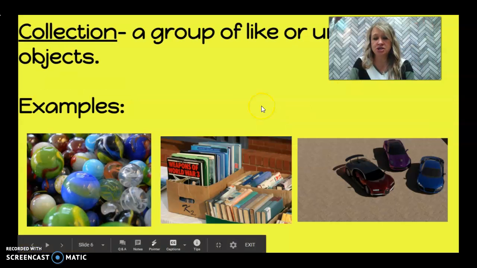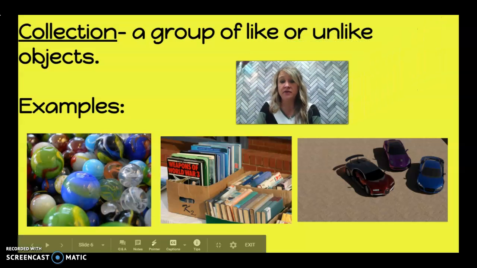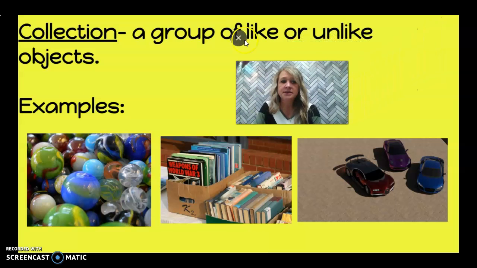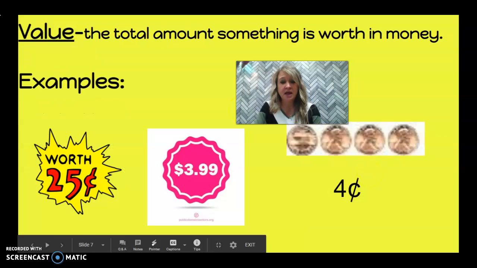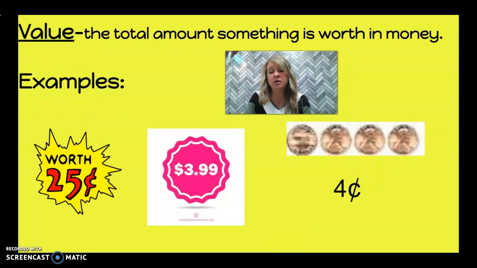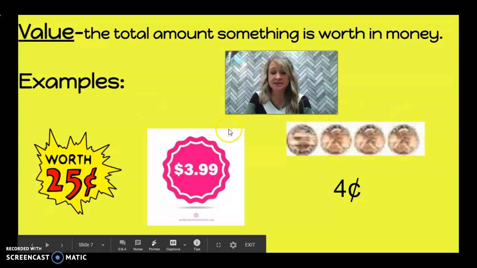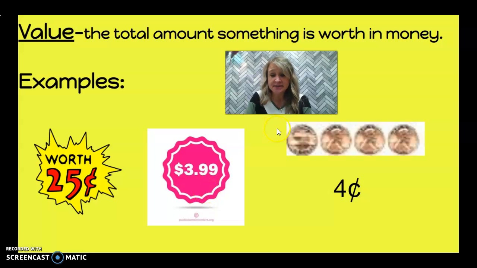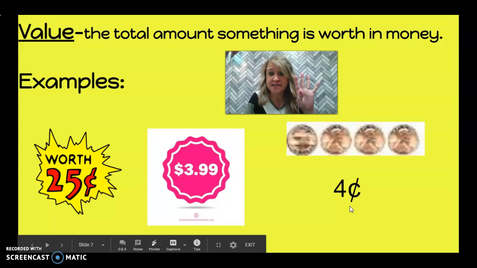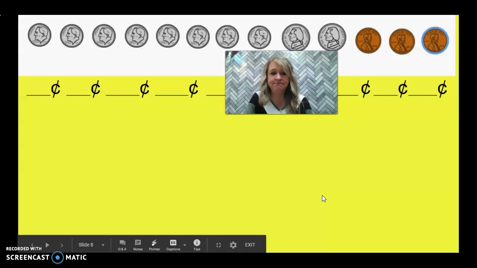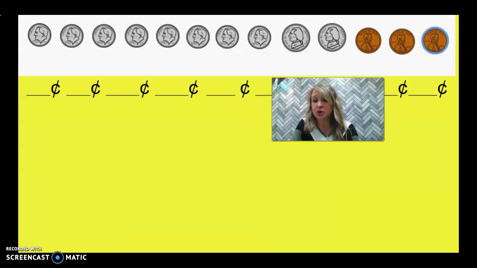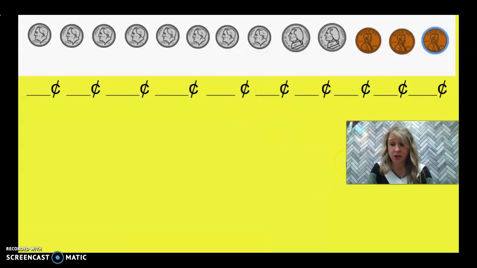A collection is a group of like or unlike objects, such as marbles, books, or cars. The value of something is the total amount something is worth in money. For example, 25 cents, $3.99, and 4 pennies is worth 4 cents. The value of 4 pennies is 4 cents. So today we're going to continue counting a group of unlike coins.